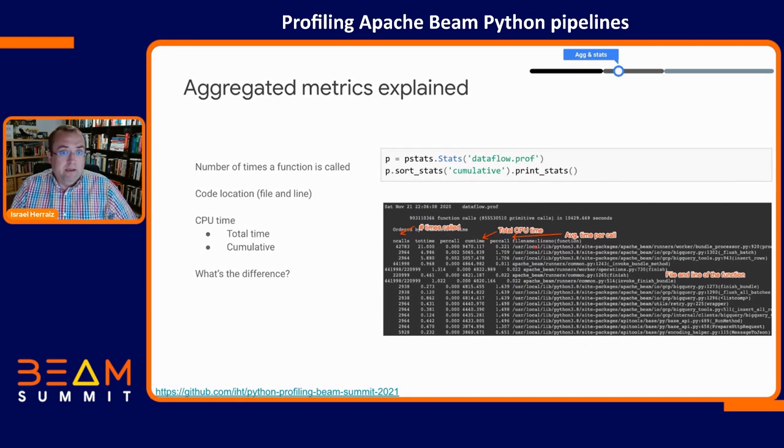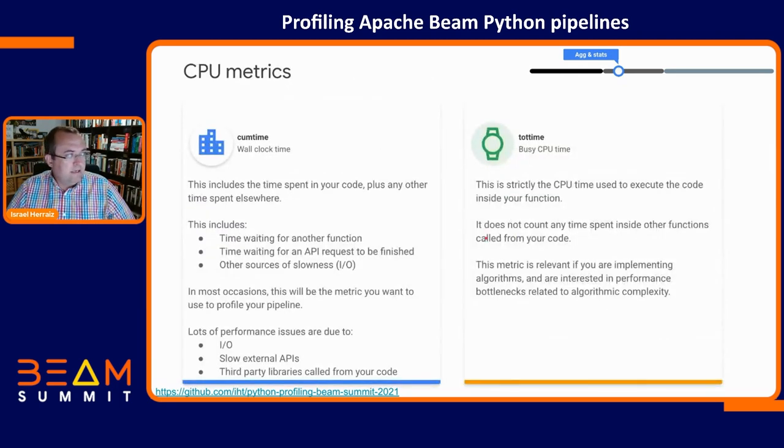So you get two main metrics here. In addition to the number of calls, you get the total time and the cumulative time, okay? So the CPU time and the cumulative time. What's the difference between these two? Okay, so one is actually not the aggregation of the other, despite the name. Okay, so these are different CPU metrics. Cumtime is the wall clock time, and tottime is the busy CPU time. Okay, so the busy CPU time.